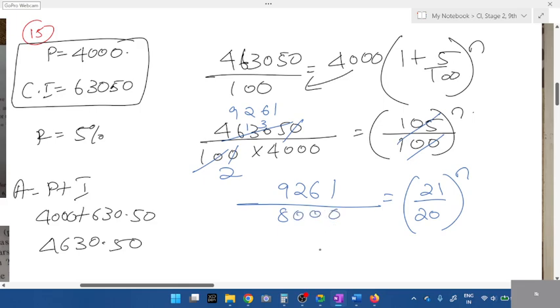Is this clear? Did you understand? Now, if you want to find n, which one you have to use, students? You have to factorize 8000 by using which table? By using 20. Complete it. Find the power.